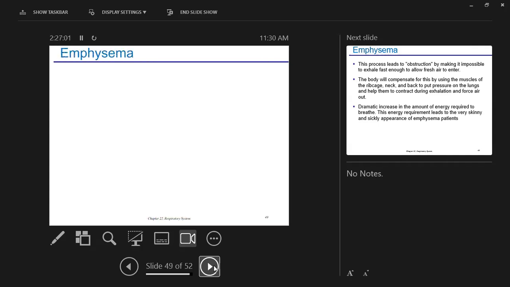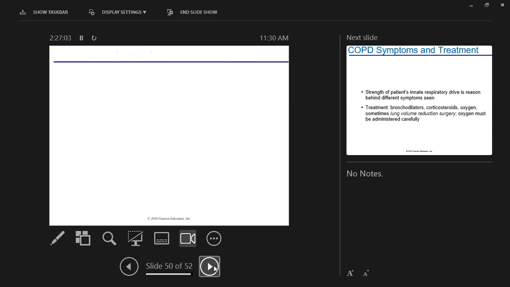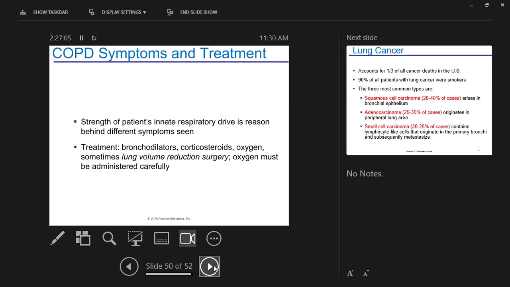So now let's go on here. How do you treat it? Lung reduction surgery can help get rid of the blockages. Again, you're cutting out part of the lung. There are drugs, bronchodilators, that will open up the inflamed areas, but it may not do anything for the lack of elastic tissue. Oxygen is always being used.